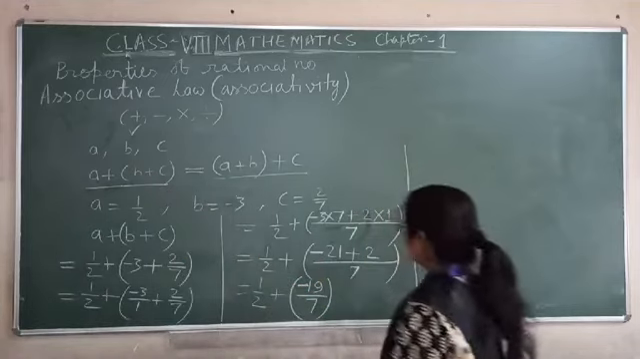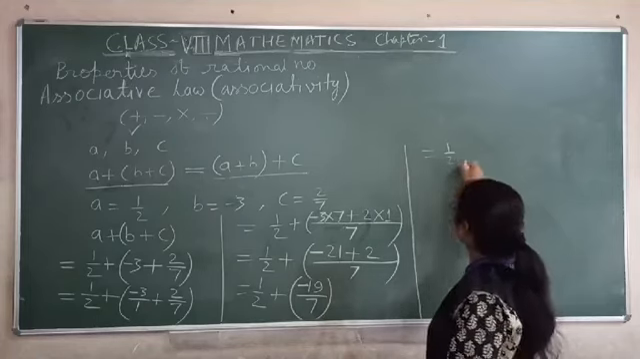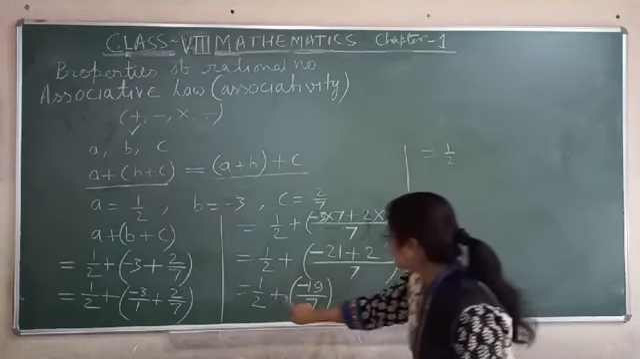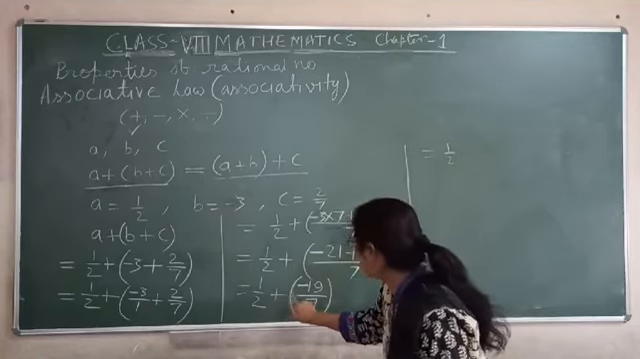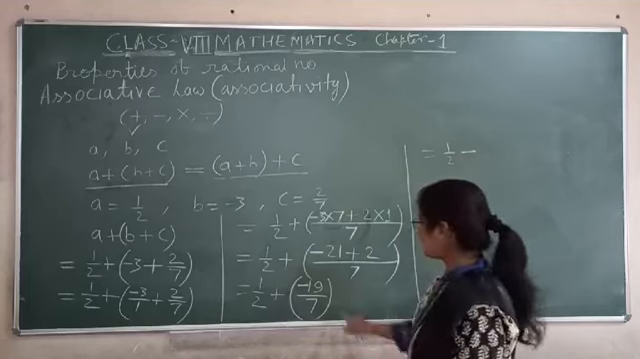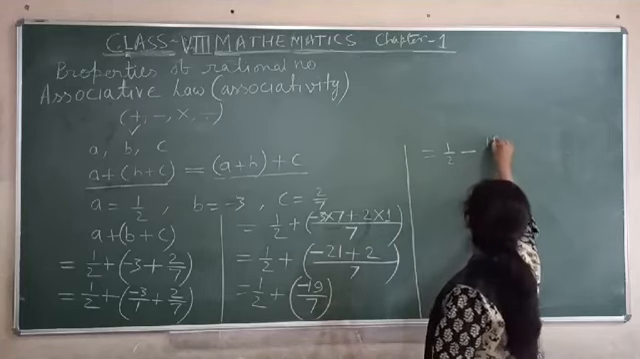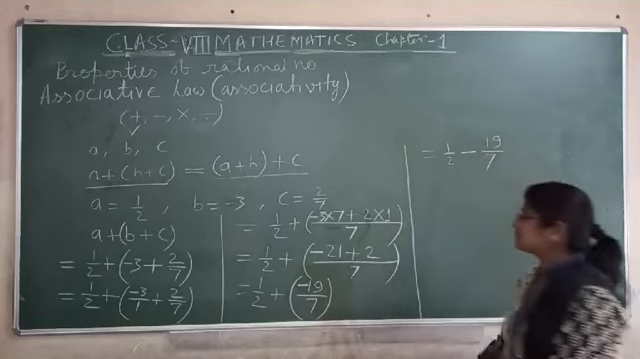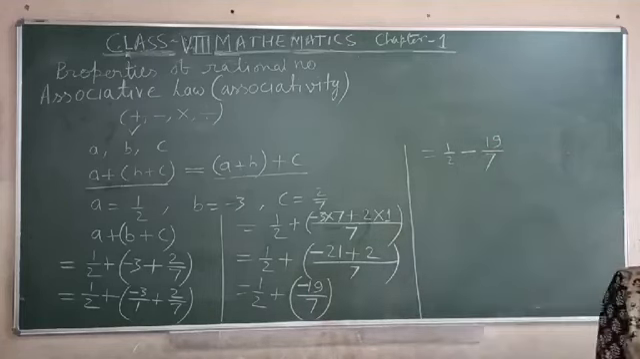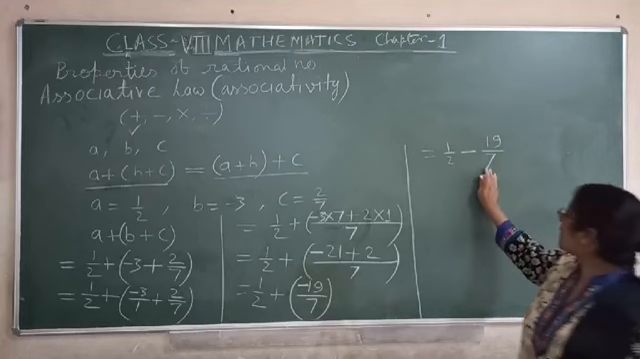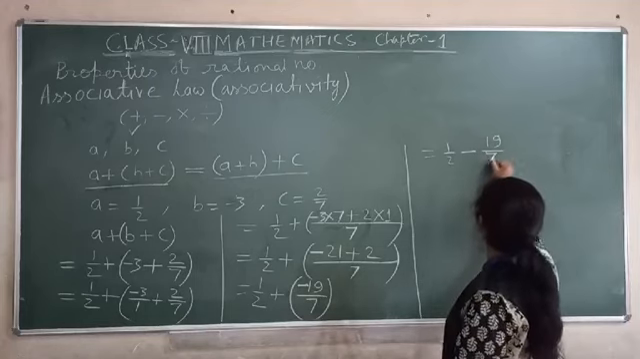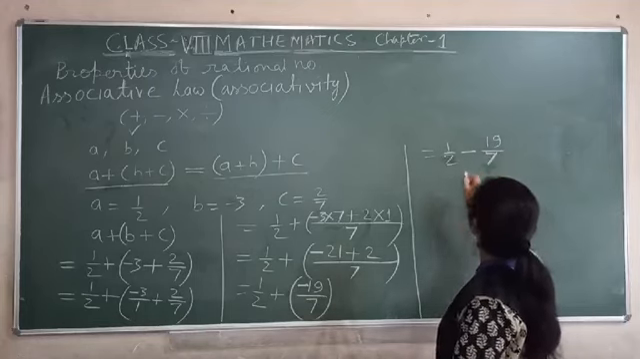Okay. Then 1 upon 2. Now look, within bracket you have minus, outside you have plus. Bracket means multiply, plus into minus will be minus, and 19 upon 7. Again we have to calculate this one. This is 7 and here you have 2.